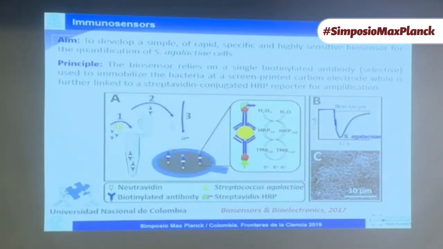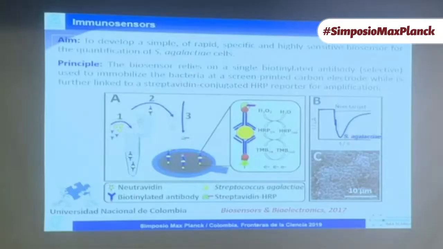After this, we react with a streptavidin HRP complex, and we can produce an electrochemical signal in the presence of hydrogen peroxide and a mediator, and this electrochemical signal we can relate to the concentration of bacteria in a sample. This is a chronoamperogram where you can see the signal for a buffer that contains the bacteria with respect to a buffer that doesn't, so we can distinguish contaminated and non-contaminated samples.